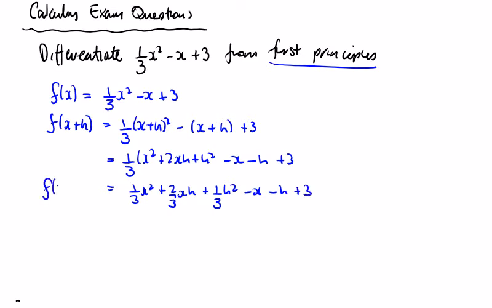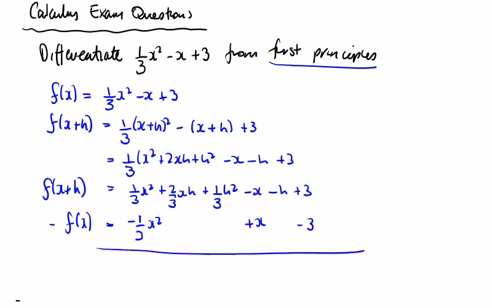So this is my f of x plus h. Now we need to take away f of x. So minus f of x is going to be minus a third x squared plus x, line them up, and minus 3, which is going to give me 2 thirds xh plus a third h squared minus h. Now what is the answer to this when it's differentiated? We're going to get 2 thirds x minus 1.